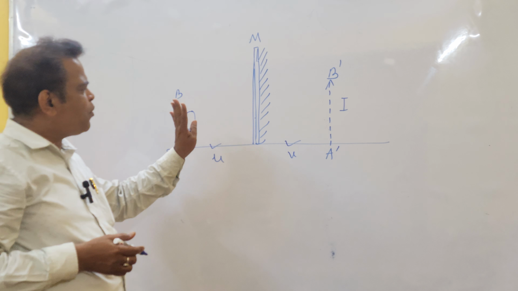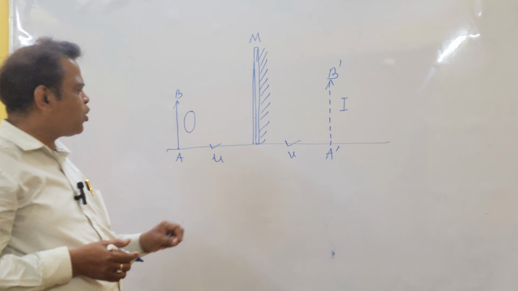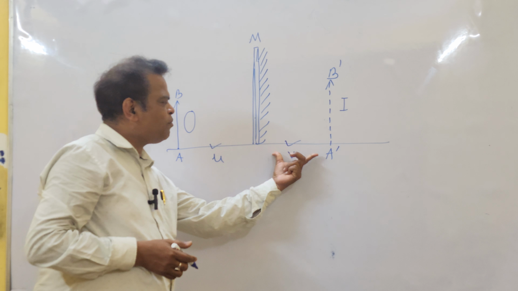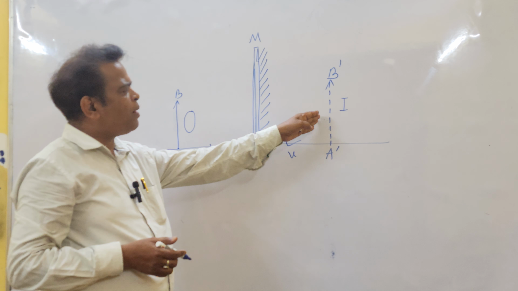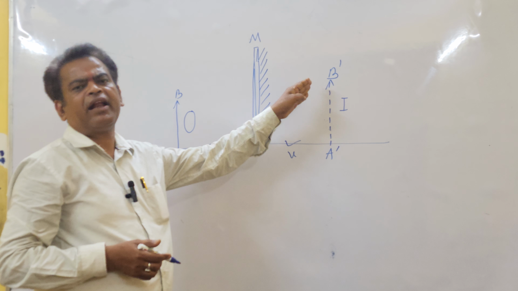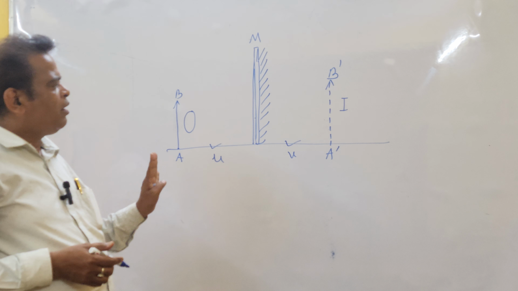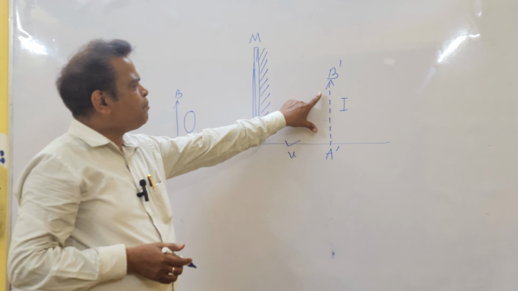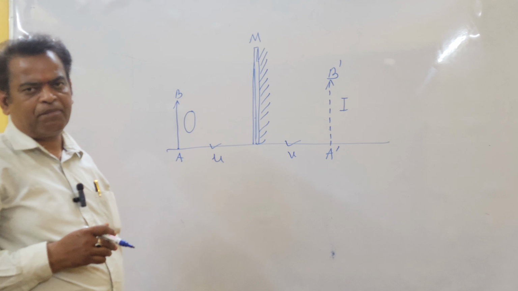Number one, height of the object equal to height of the image. Number two, object distance equal to image distance. Number three, the image formed by a plane mirror is virtual and erect. Number four, the image formed by a plane mirror is laterally inverted.